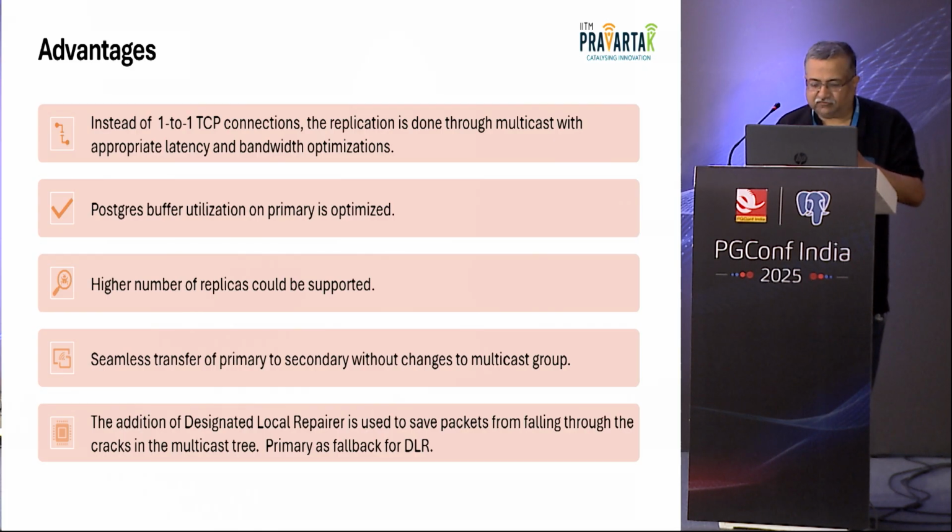Then, seamless transfer of primary to secondary without changes to the multicast group. Addition of a designated local repairer is used to save packets. The primary is the fallback for the DLR.